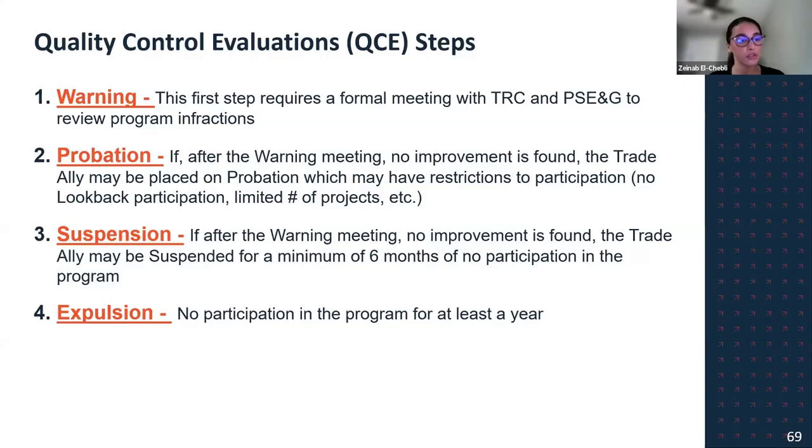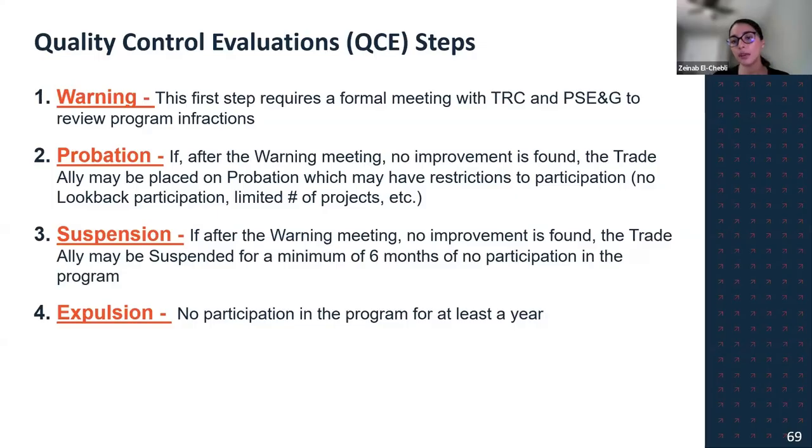Again, if suspension does not fix all of the issues, we can go to an expulsion, which means there is no participation in the program for at least a year. When suspension and expulsion are taking place, there are minimum requirements for you to come back and participate. Additionally, when you come back to participate in the program, we will have a limited number of projects that you can submit at that point in time. And then we go backwards from expulsion to suspension, suspension to probation, probation to warning, and vice versa as we climb up the ladder.